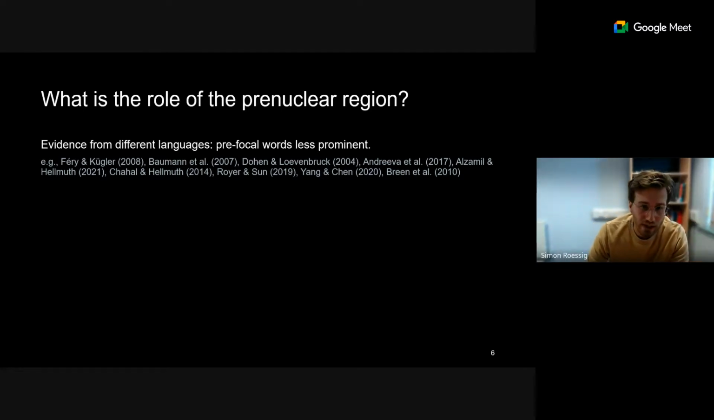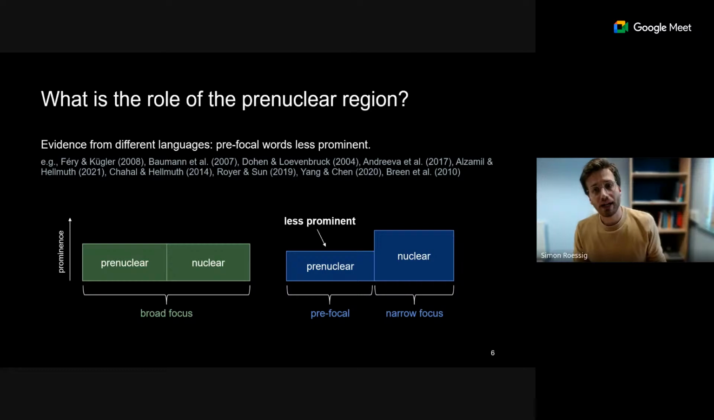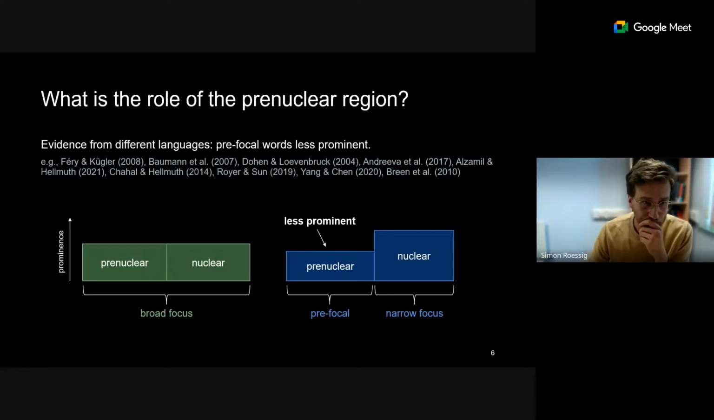Let's look at an illustration of this finding. Let's say we have a somewhat abstract scale of prominence, which is shown here on the y-axis. We will find that the prenuclear part of an utterance is realized less prominently when it occurs prefocally compared to the broad focus case.